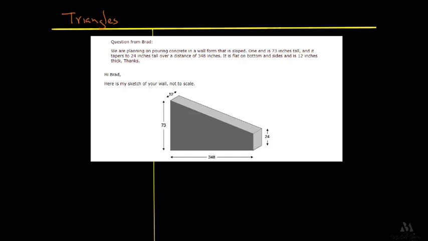Now you probably remember that to figure out cubic feet, you need the height, the width, and the depth. But how do we do that when we've got a sloped area? Well, I think the best place to get started is by looking at the square, strangely enough.